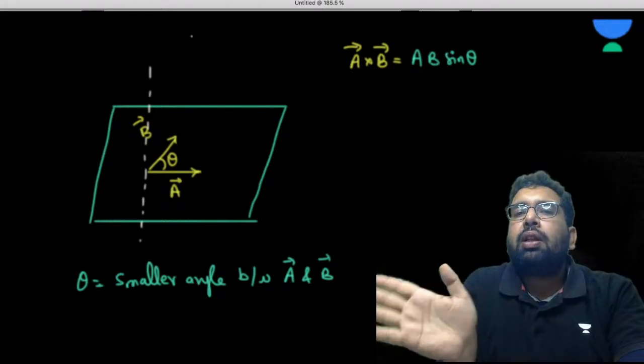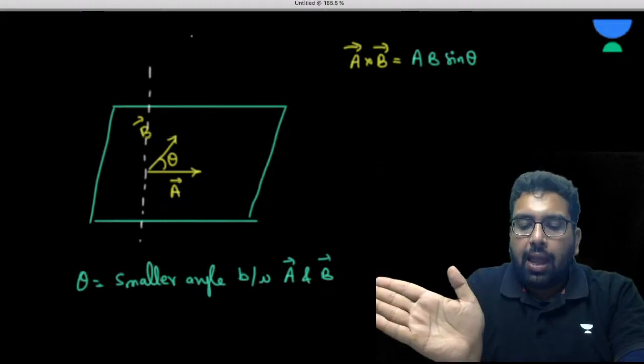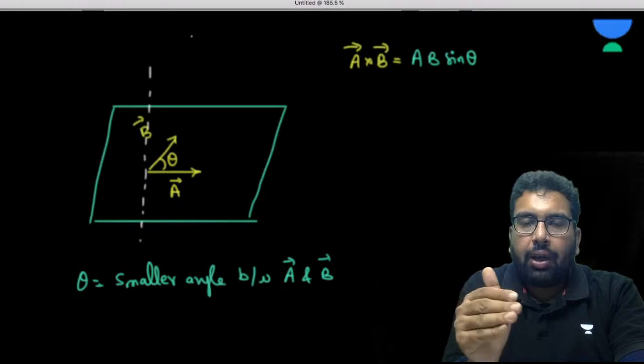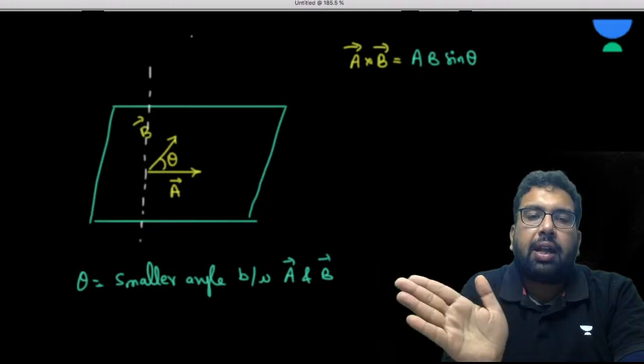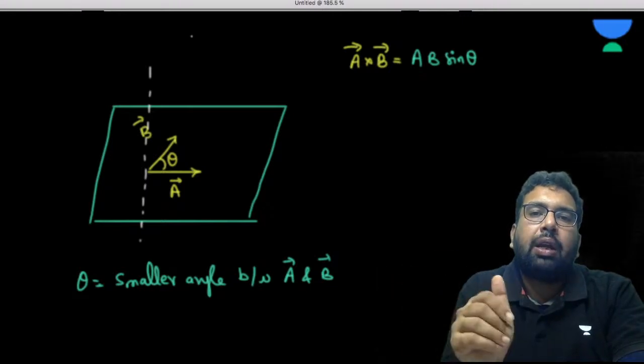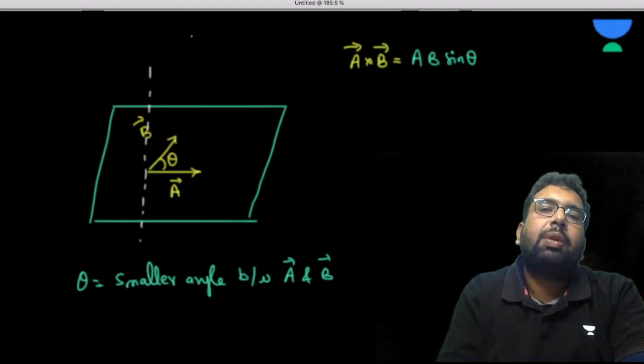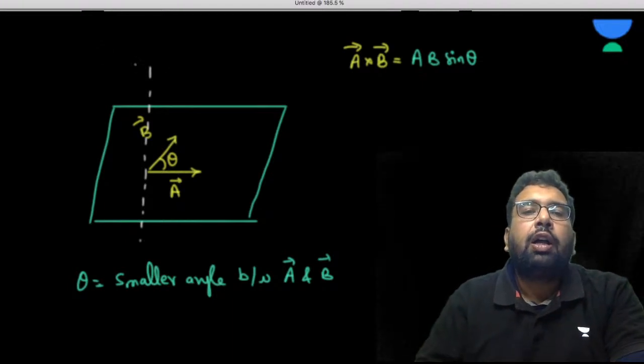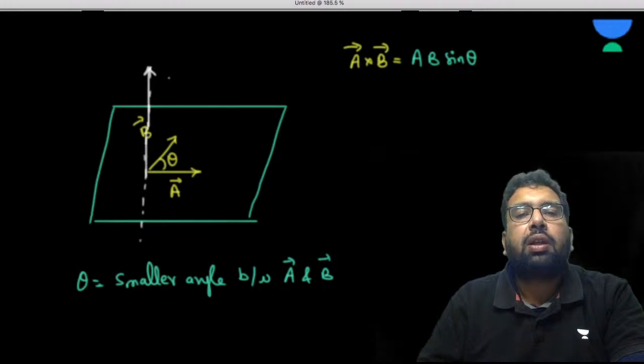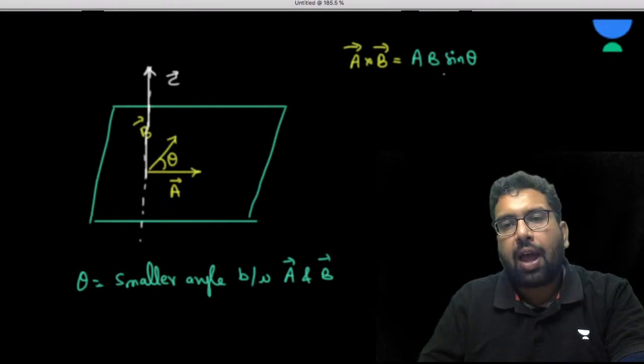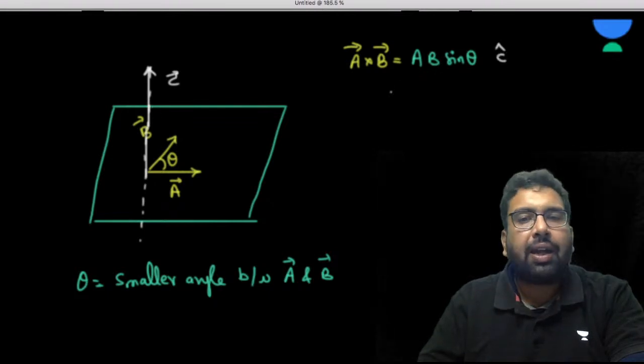Now, in this case, what's going to happen? We are placing our thumb like this, and we are curling our fingers in the direction from A to B. When we do it, our thumb is pointing upwards. So this is going to be this direction. Let's call it C vector. So this vector is going to be in the direction of C, and we'll write it as C cap.